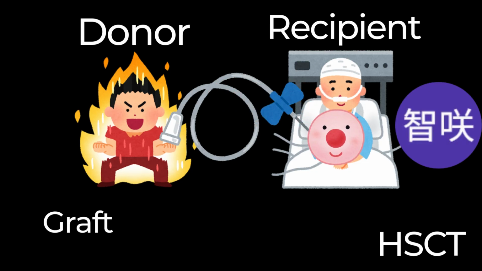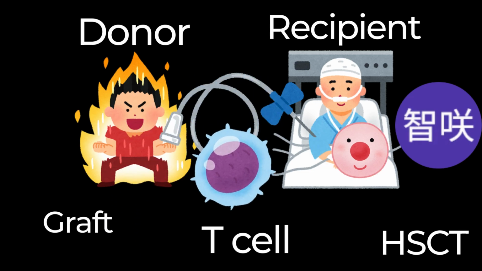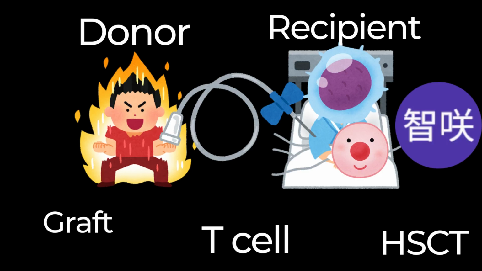Now, let's identify the key players. On the left, we have the donor, the person giving the cells. On the right, we have the recipient, or the host, the patient receiving them. The cells being transferred are called the graft.